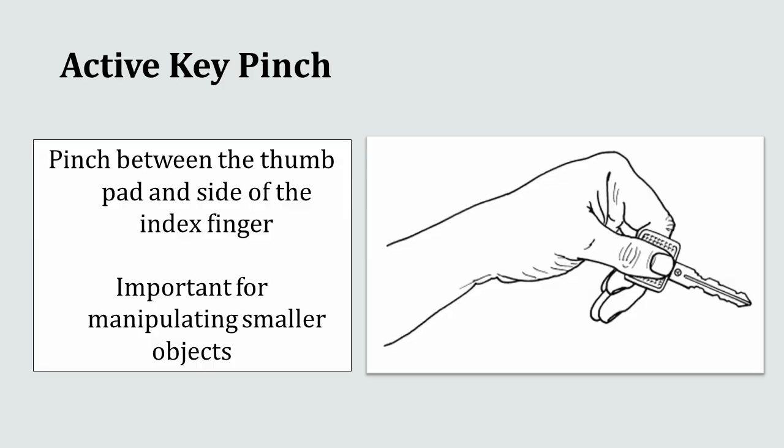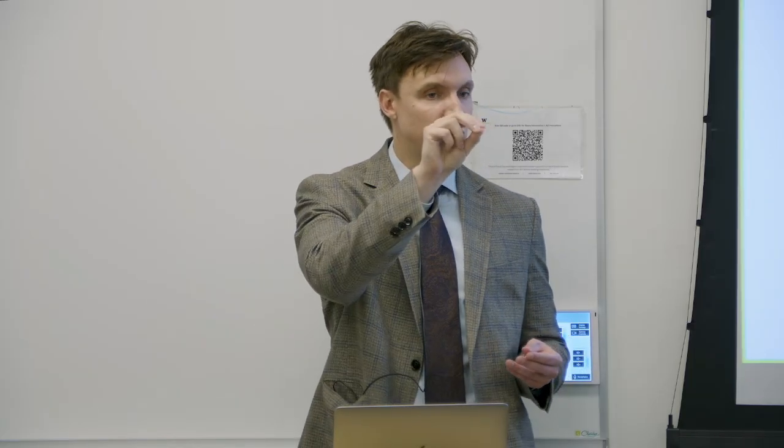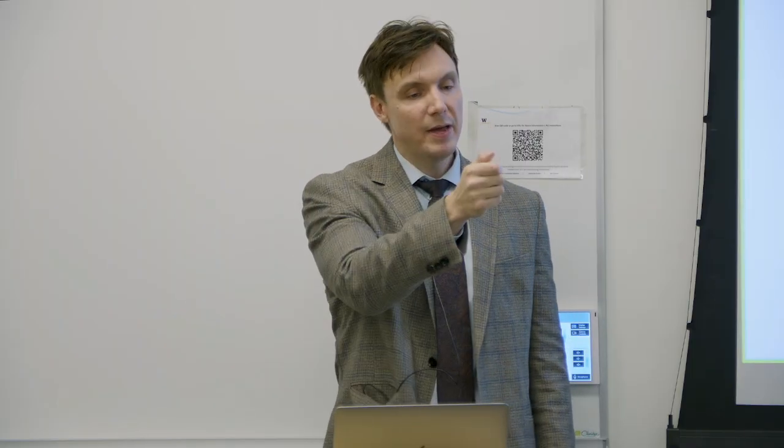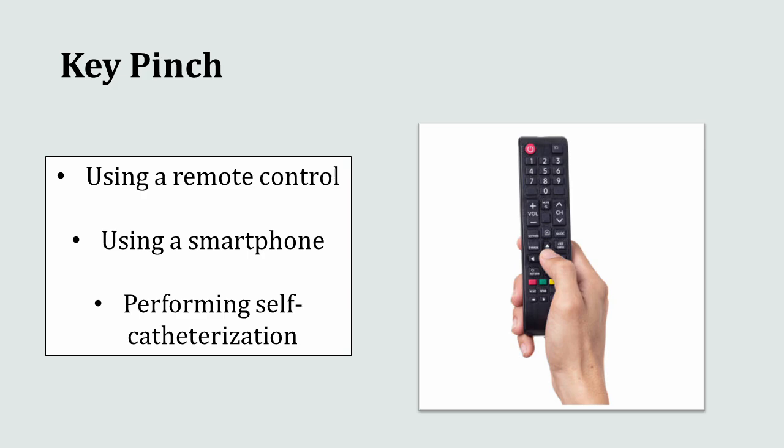The next priority is active key pinch. This is also known as lateral pinch. There's several types of pinch that we talk about, and you'll hear us say. There's pincer grasp, kind of like a crab. There's chuck pinch, which is sort of like the chuck on a drill, or we call it tripod pinch. But key pinch is the pinch between the thumb pad and the side of the index finger. And that's very important, again, for holding a key, which is why we call it key pinch, but just manipulating small objects in general. That can be things like using a remote control, using a smartphone, performing self-catheterization.